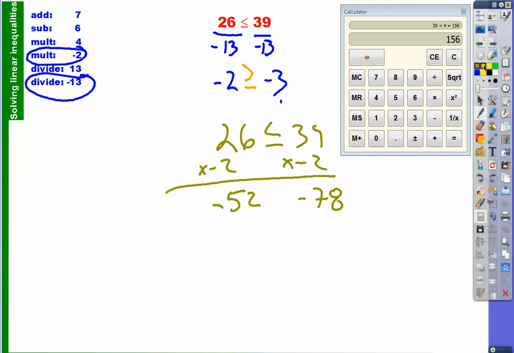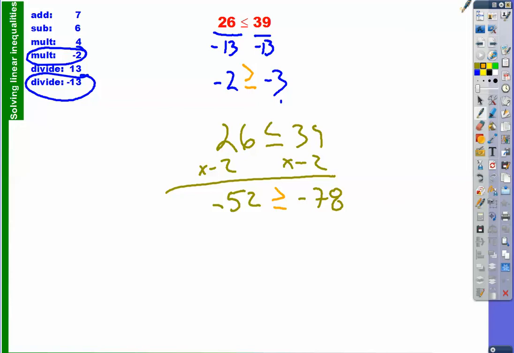Hopefully we can use a pen. Now do I get a true statement? I do. So our algorithm for solving linear inequalities is exactly like a linear equality with one small difference. If I multiply or divide by a negative, I'm going to have to flip the inequality, and I will end up with a true statement.